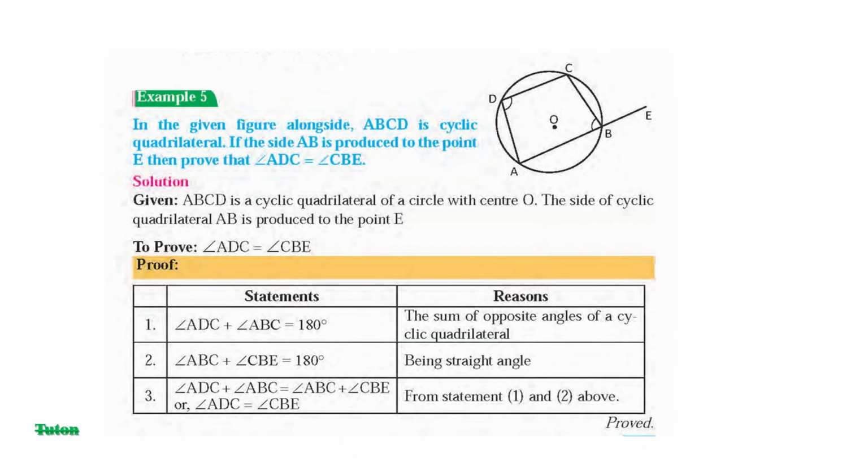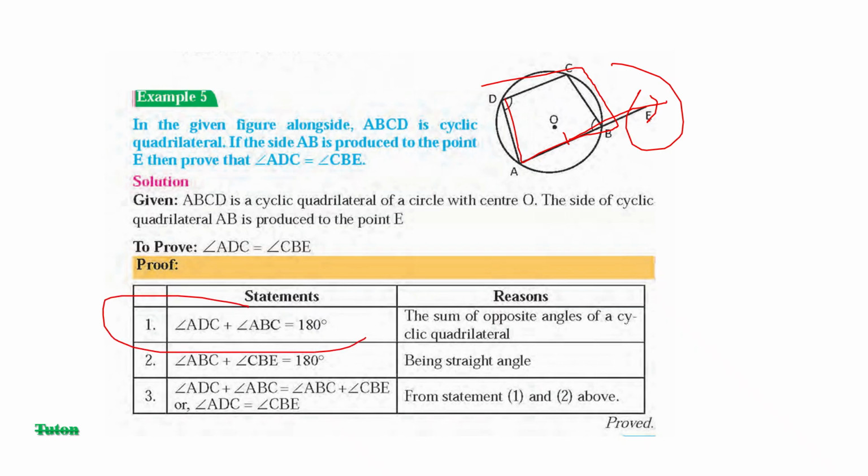Now moving on to example 5. In the given figure, ABCD is a cyclic quadrilateral. If the side AB is produced to the point E, then prove angle ADC is equal to angle CBE. Here we have been given that ABCD is a cyclic quadrilateral, and the side AB is produced to E. For solving this question, we have to remember the theorem for cyclic quadrilateral, that the sum of the opposite angles of a cyclic quadrilateral is equal to 180 degrees, and we have to remember the simple formula for a straight line.